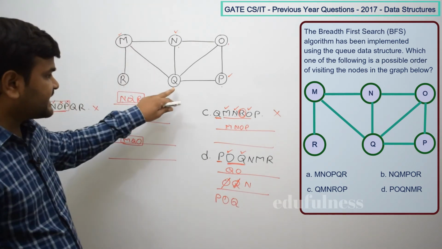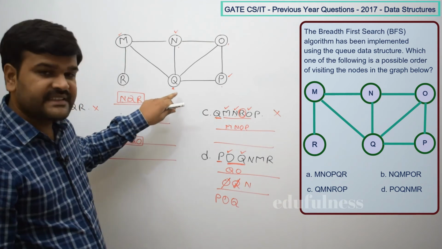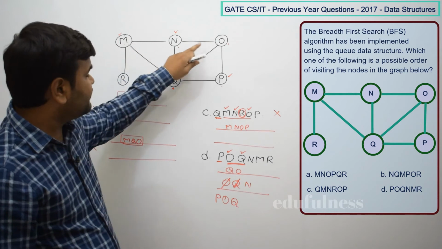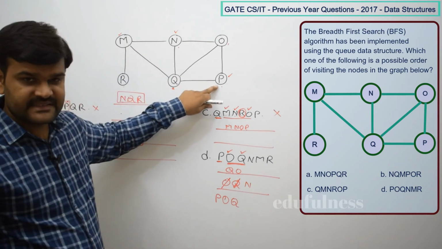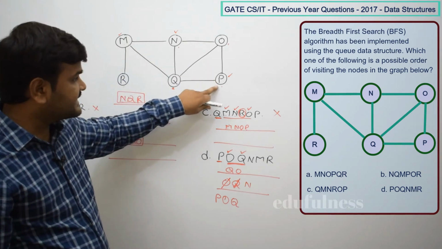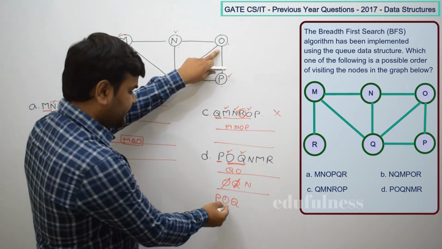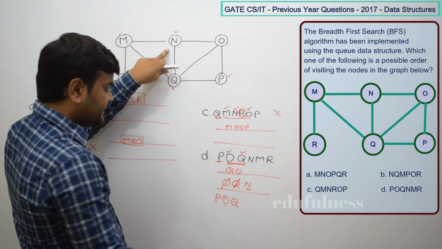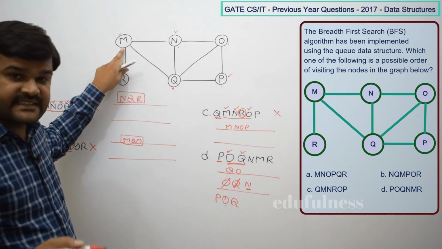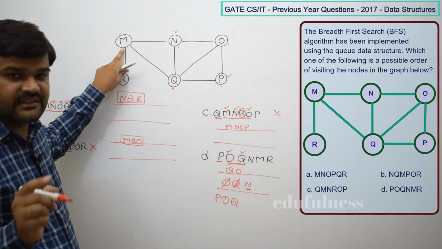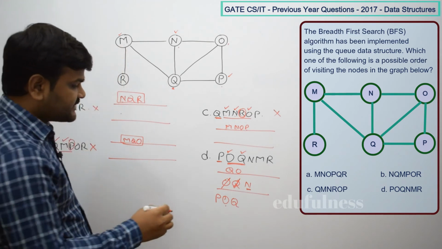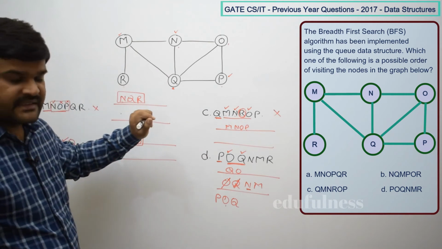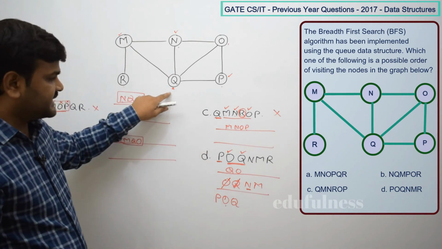That means you are at Q. Now you see the same observation: at Q also, M, N, O, P are the adjacent vertices. But P is already discovered, O is also already discovered, and N is already considered. That means only M is not yet considered and discovered. So M is going to be pushed into the queue. Now the work at Q is also completed.